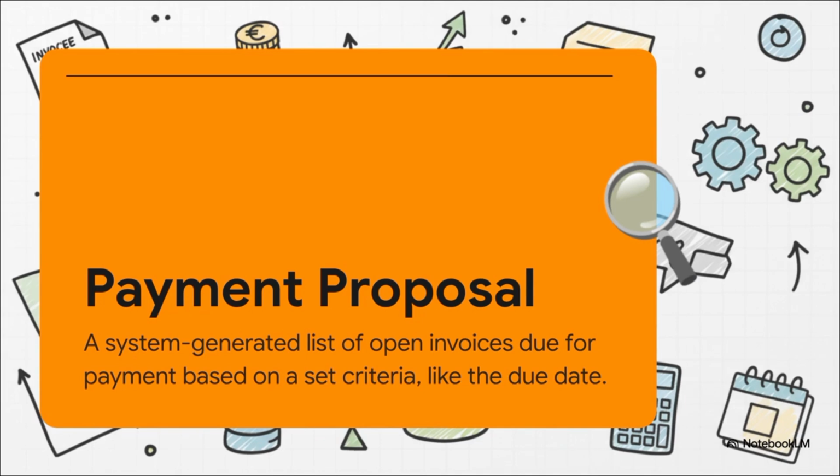And the system's brilliant answer to all that chaos is something called the payment proposal. You can honestly think of it like your personal smart assistant. You just tell it, hey, show me everything that's due to be paid by this Friday. And bam! Instantly, it pulls together a clean, organized list for you. This is the absolute heart of paying bills at scale, efficiently.